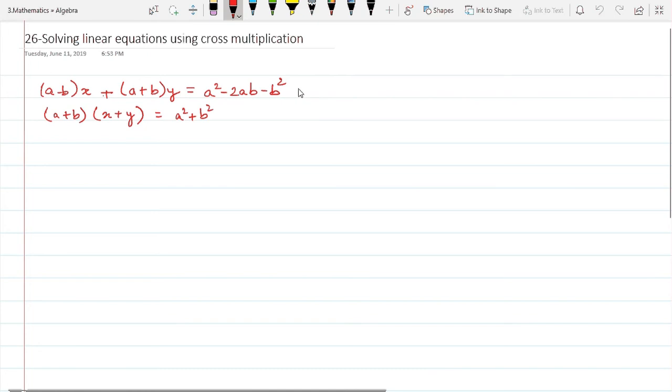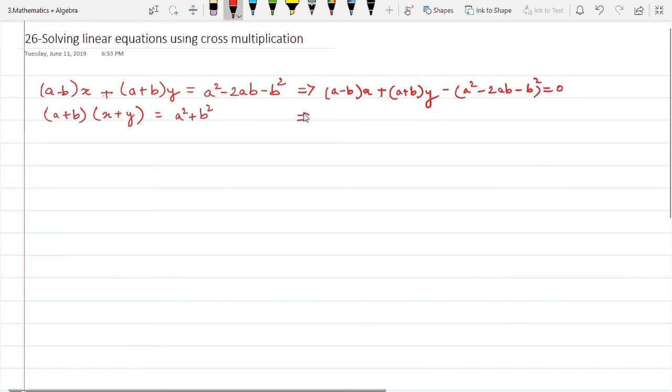So let's begin solving this one. Let's first convert this into a standard format, and the standard format here will be a minus b into x plus a plus b into y is equal to minus of this entire thing, a square minus 2ab minus b square is equal to 0. This is the standard form of equation 1.